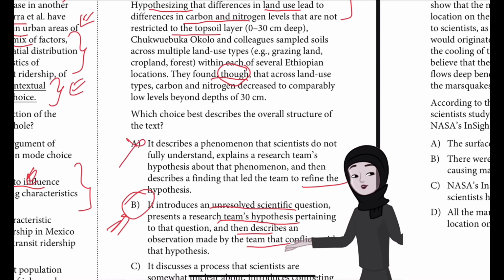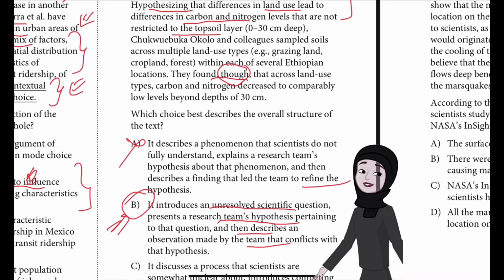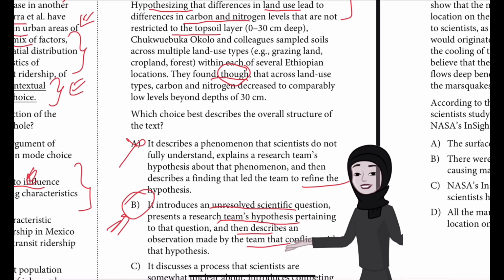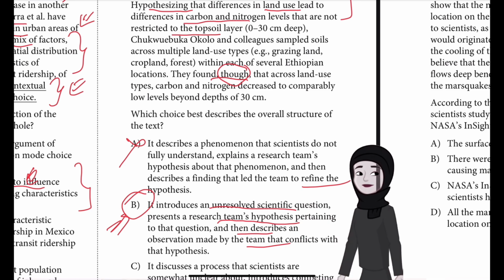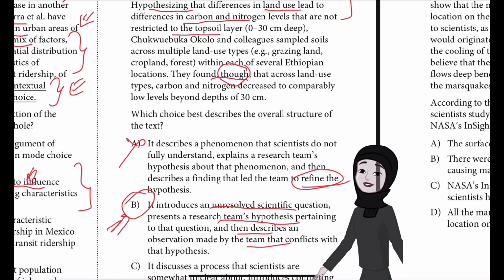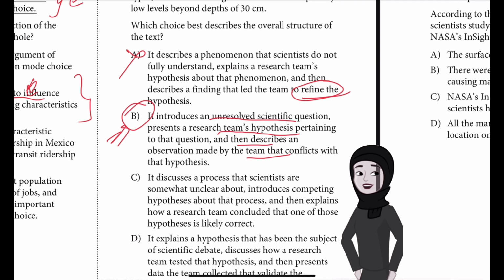And A is incorrect because although the text introduces a phenomena, that is the fact that human activities influence carbon and nitrogen levels in the soil, that isn't fully understood by scientists and explains a research team's hypothesis about the phenomena, the text does not describe how the team refined. So refine is mentioned, but it's not refining. Nothing about refining is there. How the team refined the hypothesis when a research finding contradicted it. In fact, what they found was contradicting, not refining.